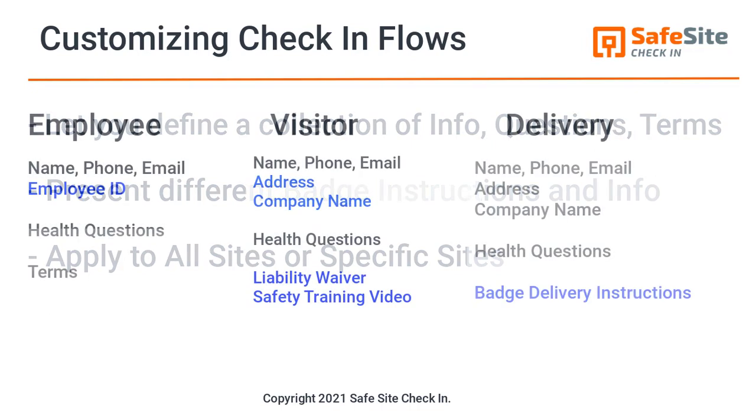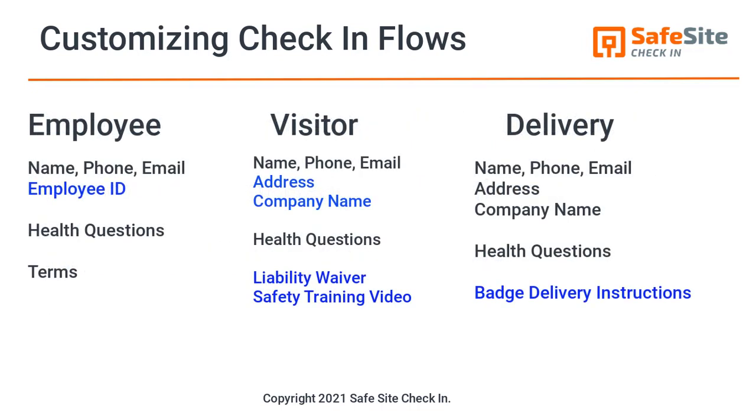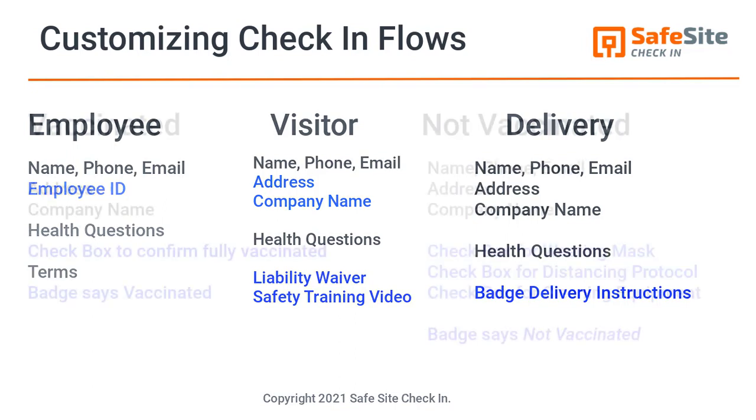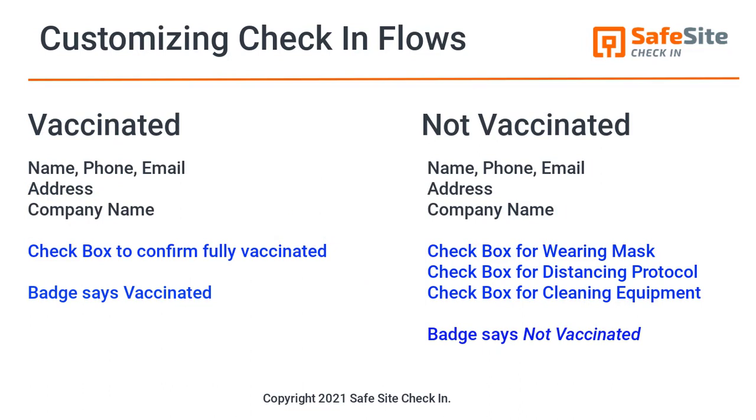Check-in flows let you collect and present different information for different types of users. For example, you collect an employee's ID, but for a visitor, you would instead collect their address and company name and require the visitor to agree to an attached liability waiver document and watch a training video. You can also present delivery instructions on delivery person badges. You can also use visitor types to capture vaccination status that includes different checkbox terms and badge information.